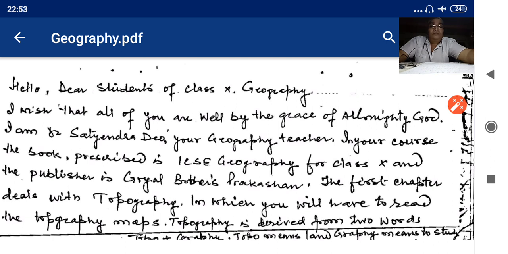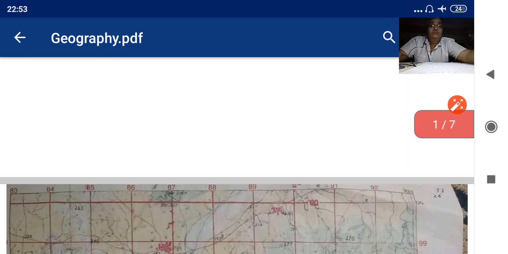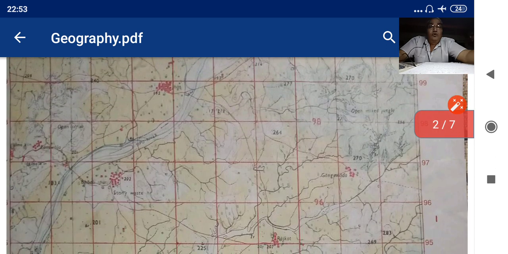These topography maps are also known as survey maps. These topography maps were prepared by the British government after the physical survey of the entire Indian subcontinent. Here you can see a topography sheet. It is known as a three-dimensional map. You can see a relief feature with its shape, size and height.